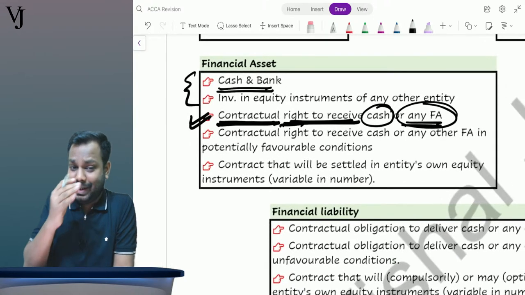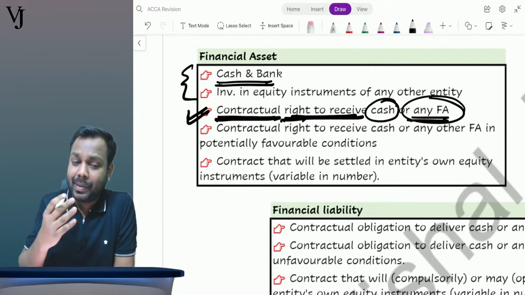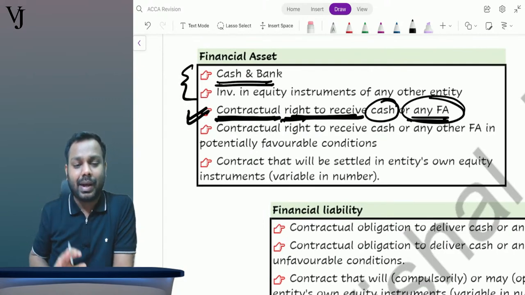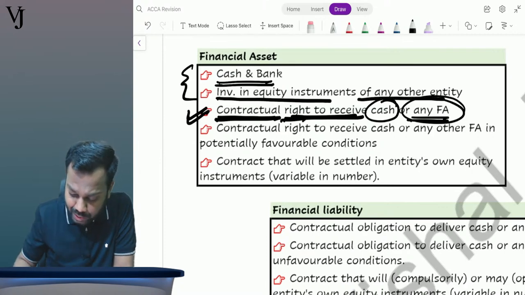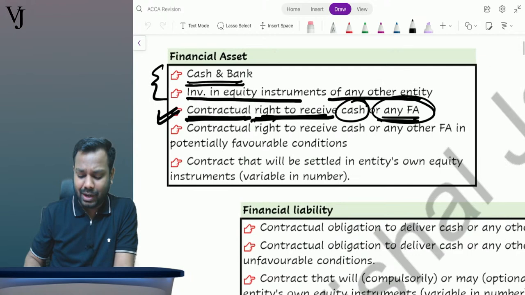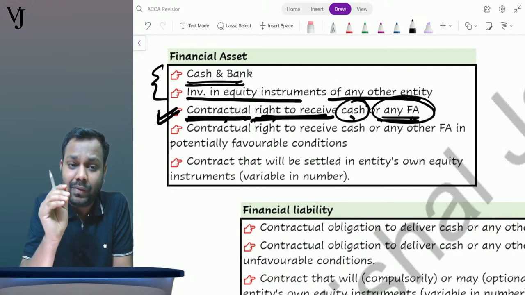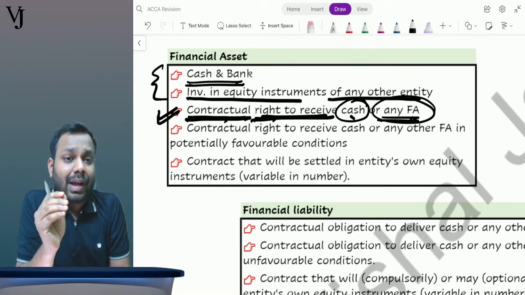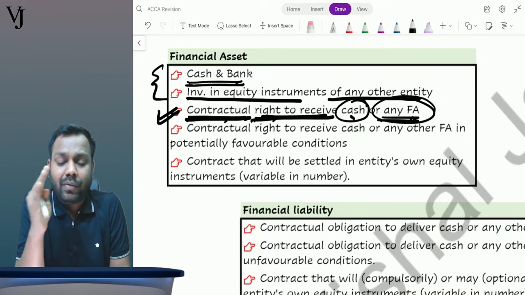Cash and bank, because it is deemed a financial asset, because all the monetary transactions happen in the form of cash, and hence cash and bank itself is a financial asset. Now, investment in equity instruments of another entity. Now understand, whenever I say contractual right to receive cash or any financial asset, it means contractual right to receive a fixed amount of cash or any other financial asset.